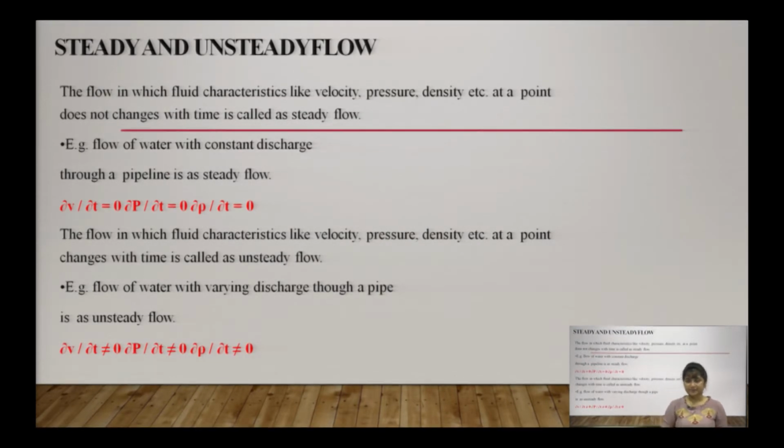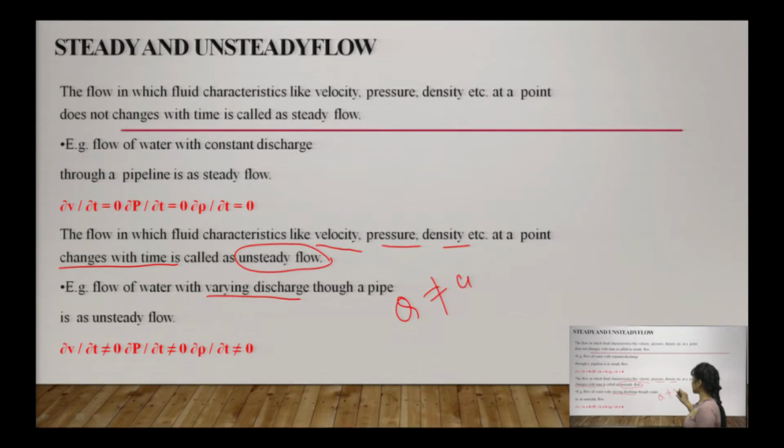That is, if any of the parameters, whether it is velocity, pressure, density, changes with time, then it is termed as unsteady flow. For unsteady flow, the perfect example you can see is the flow of water in varying discharge, when Q is not constant, then that particular flow will be known as unsteady flow.